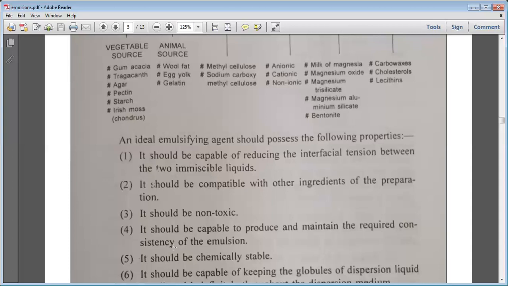It should be capable of producing and maintaining the required consistency of the emulsion. As you know, when emulsifying agents are added, they increase the viscosity of the preparation. The viscosity should be maintained in such a way that the emulsion can be easily poured out from the container, or the patient can take it into a measuring device easily and consume it. If it is an external emulsion, it should be easily pourable onto the skin and rubbed over the entire surface, and hence the viscosity has to be maintained to have a proper consistency of an emulsion.